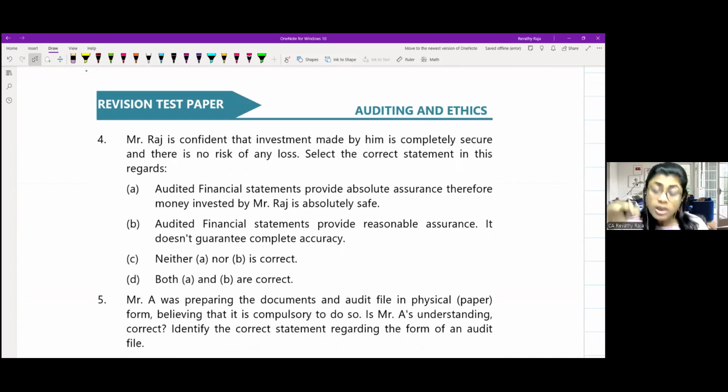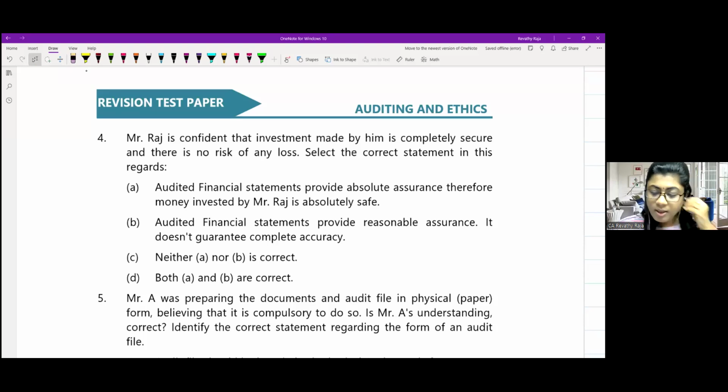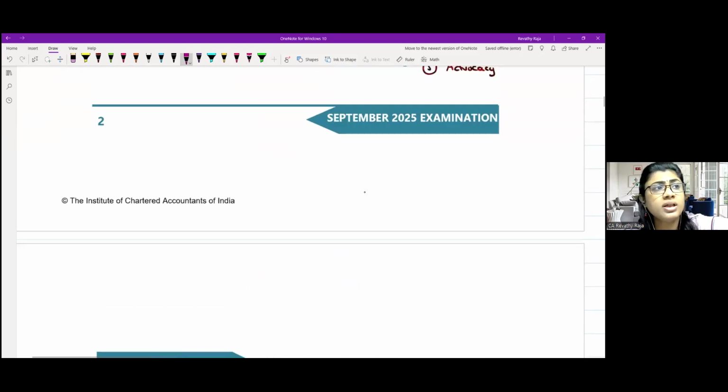Next one. Mr. Raj is confident that investment made by him is completely secure and there is no risk of any loss. Select the correct statement in this regard. Very easy question. Can you say the answer? Audit doesn't provide you absolute assurance. Audit provides you only reasonable assurance. It is not a guarantee. So the answer is B.